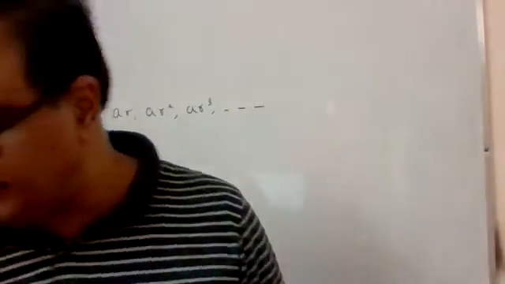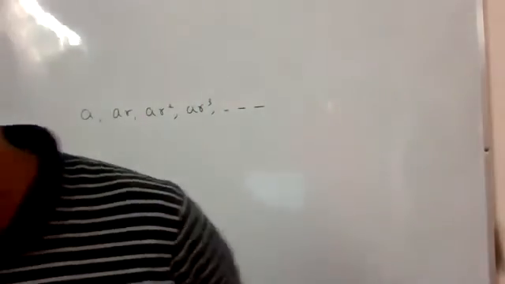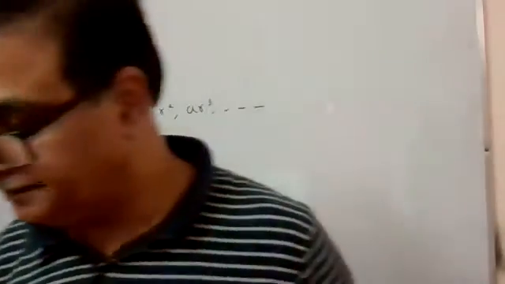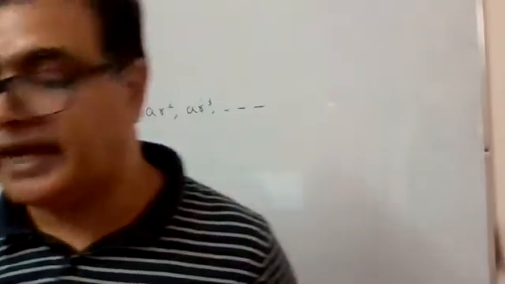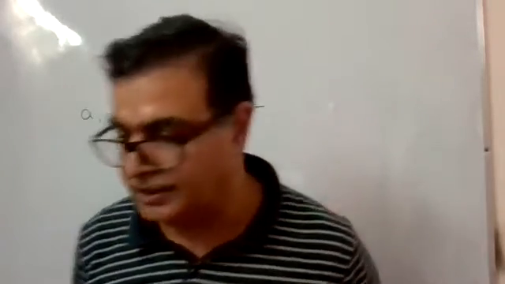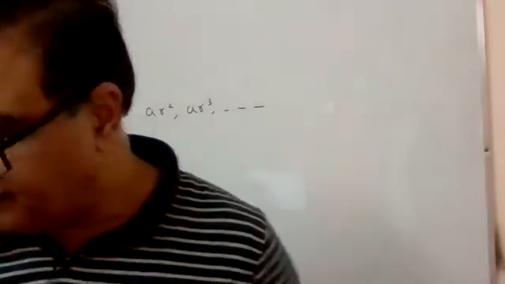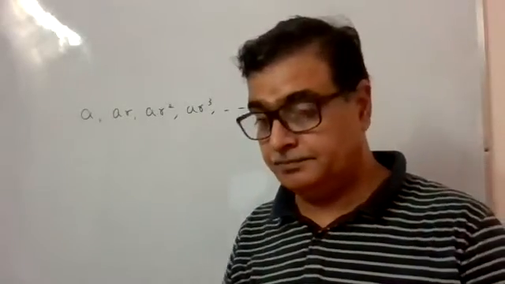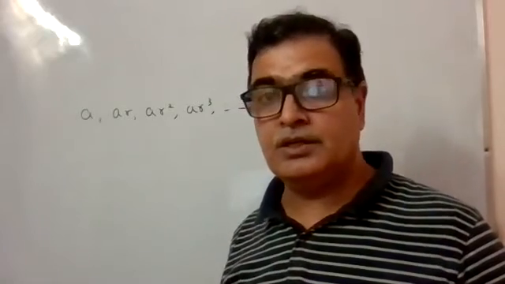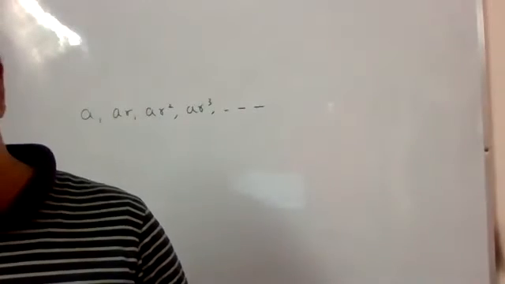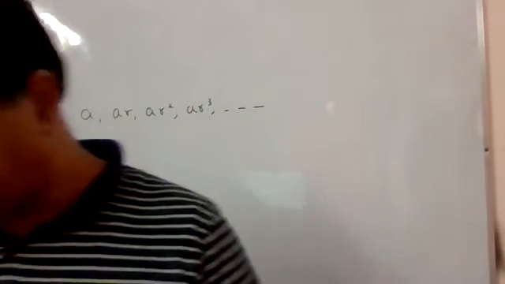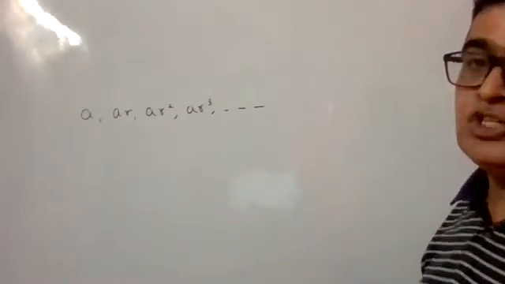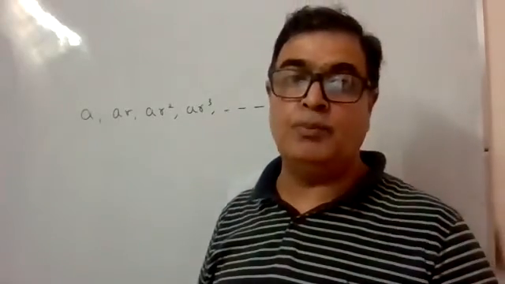Now the property number 1 says if all the terms of a GP be multiplied or divided by the same non-zero constant, then it remains in GP with the same common ratio.